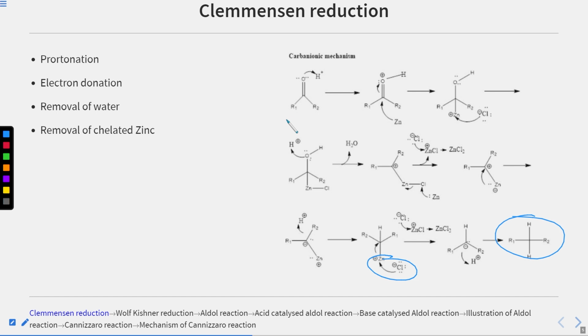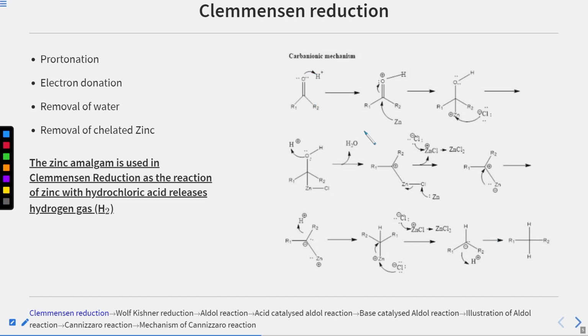Now in the overall reaction, what happens? Our carbonyl group, that is aldehyde or ketone, is reduced in the presence of ZnHg, that is zinc amalgam, and HCl. Now why is this zinc amalgam used? This zinc amalgam is used in the reduction as the reaction of the zinc with hydrochloric acid. So zinc reacts with hydrochloric acid to produce H2 gas. So it is used. Clear? So this was the mechanism of Clemmensen reduction.